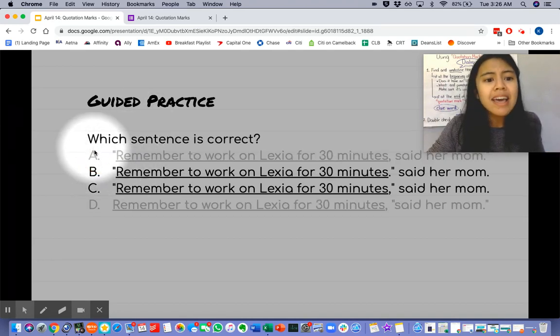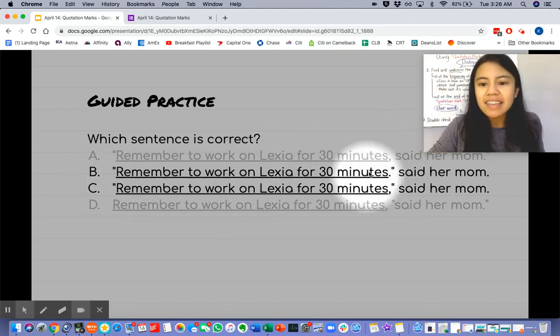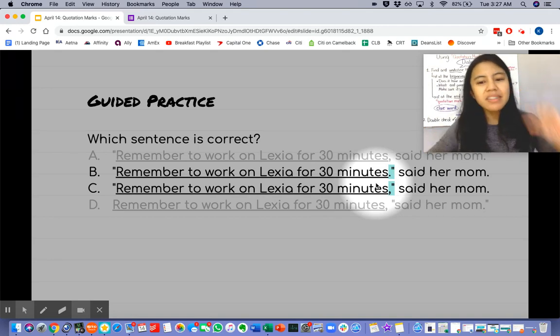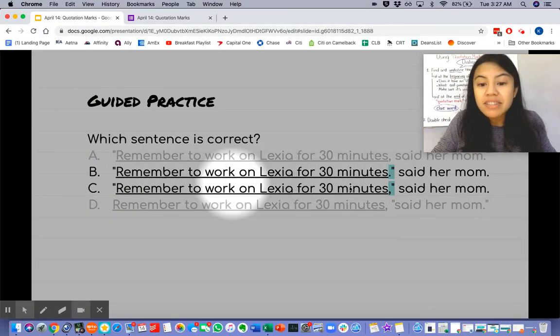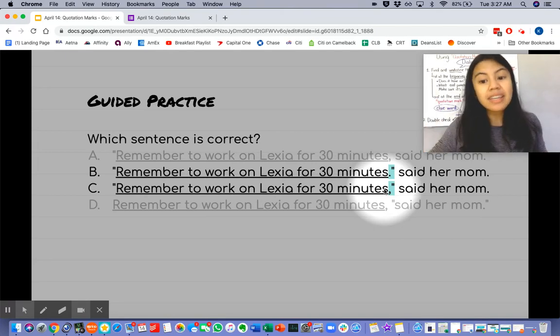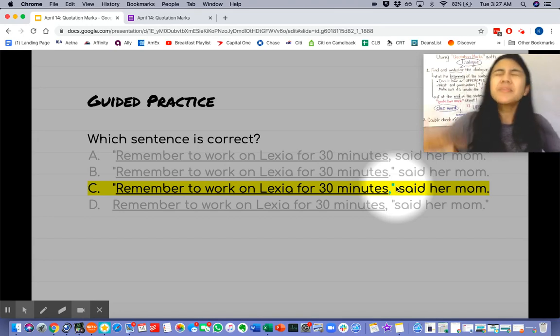I already noticed that letters A and D did not have the quotation marks all the way around the dialogue. So let's look at B and C. Friends, just like the last question, there was a very small difference between these two dialogues. For letter B, I see a period, and letter C, I see a comma. Scholars, remember, whenever a piece of dialogue is a declarative sentence, and usually on its own it would end with a period, I don't use periods in dialogue when they come in the beginning of the sentence. I have to use a comma, not a period. We don't have periods in the middle of the sentences. So my correct answer was C. Show me a yes if you got that.